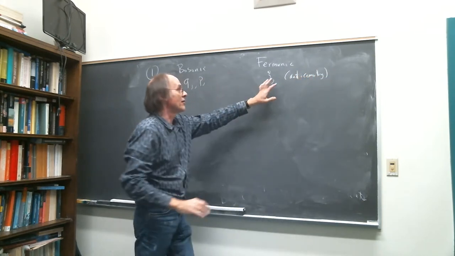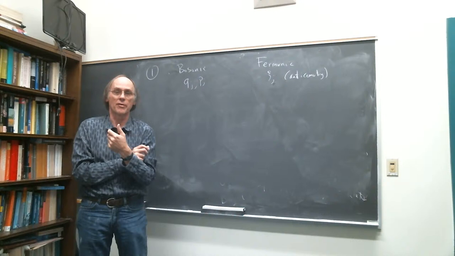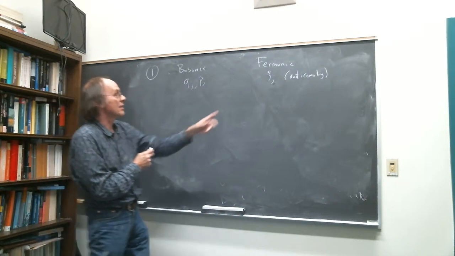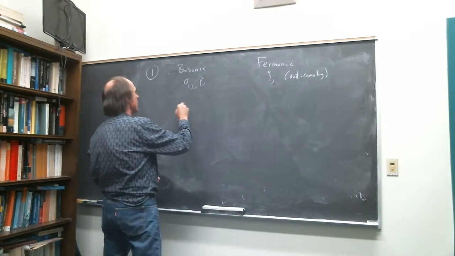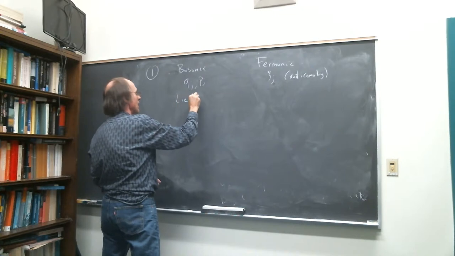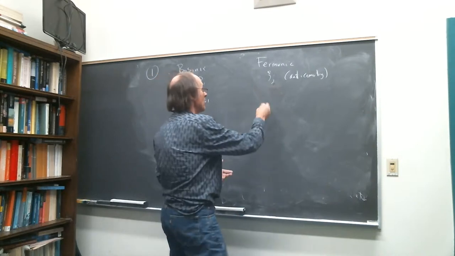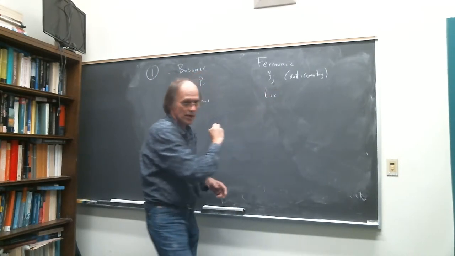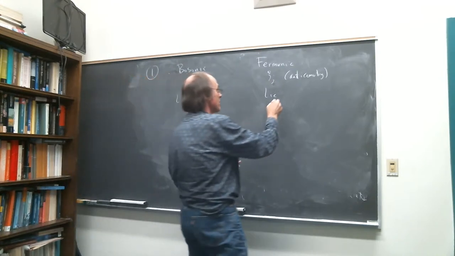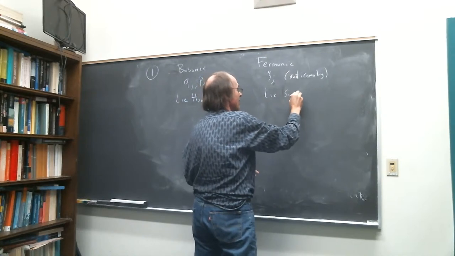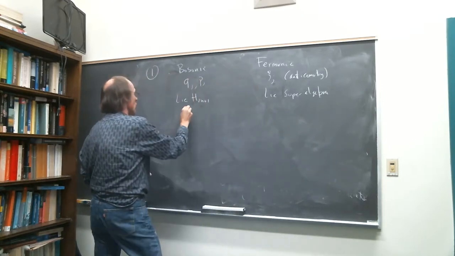You can think of these as polynomials where whenever you interchange two generators, you pick up a minus sign. Then here you get the Lie algebra, the Heisenberg Lie algebra h of 2n plus 1. There's a corresponding thing here, but it's not a Lie algebra. It also has anti-commutation relations, so there's a certain Lie superalgebra.